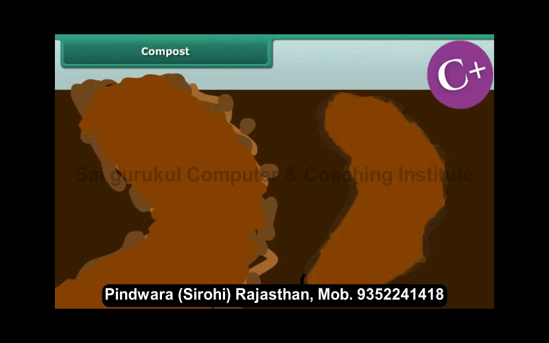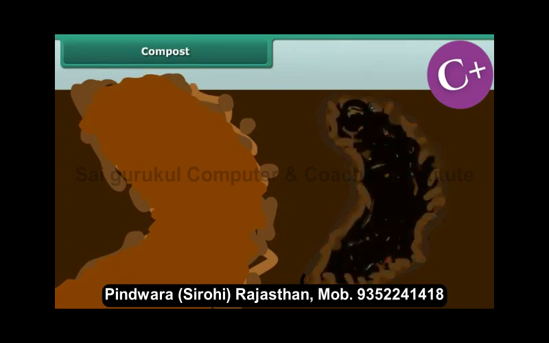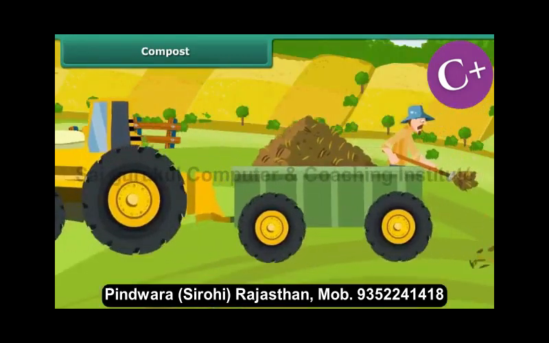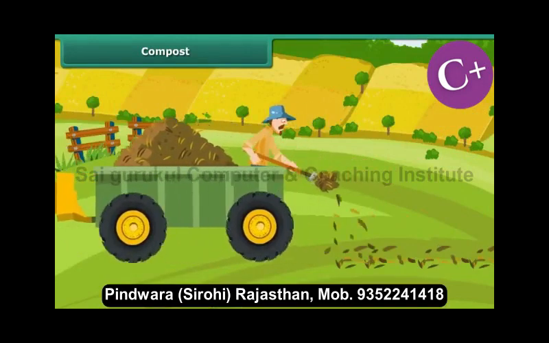After some time, the useful parts of waste convert into compost. The color of waste becomes black due to complete decomposition, and there is no bad smell. This compost is used as manure for proper growth of plants.